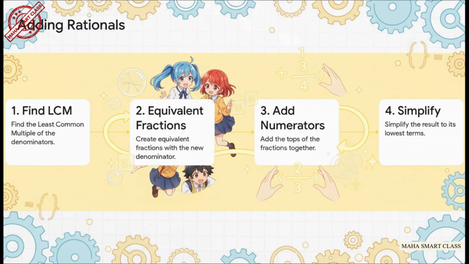So when it's time to actually do the addition, there's a reliable 4-step recipe we can always follow. First, you've got to make those bottom numbers, the denominators, the same. You do that by finding the LCM. Then you adjust the top numbers to match. After that, just add the tops together, and for the last step, simplify the whole thing if you can.